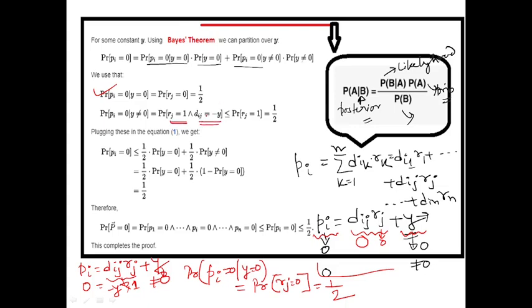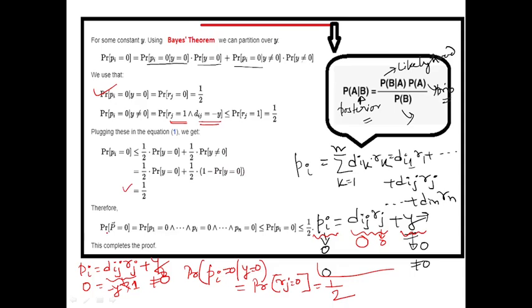This will happen only very rarely, since the probability that rj equal to 1 is even less than half. Very rare that it will happen. Okay, so plugging all this in the equation, we get probability of pi equal to 0 is less than or equal to half into probability y equal to 0 plus half into probability y not equal to 0. I can write probability y not equal to 0 as 1 minus probability y equal to 0. So altogether it is half.